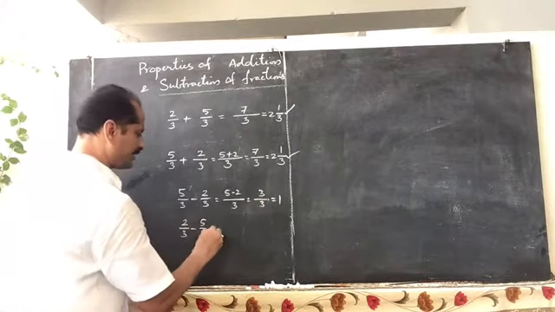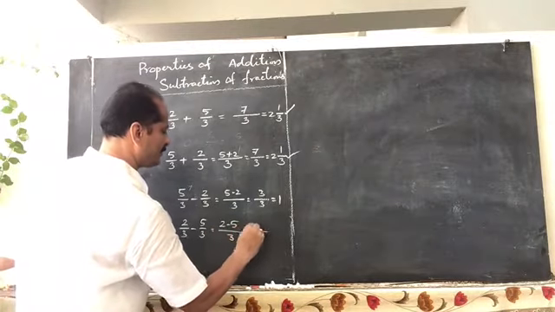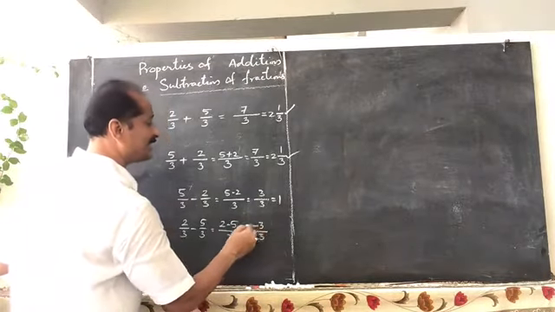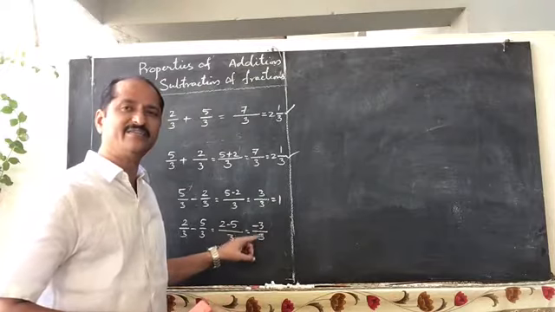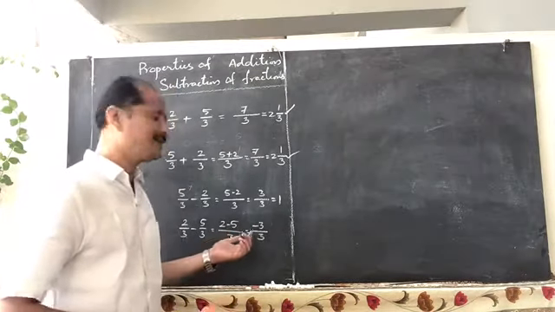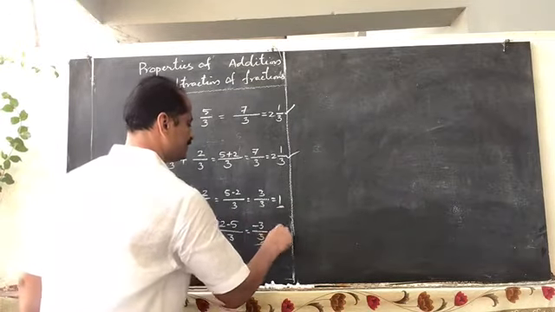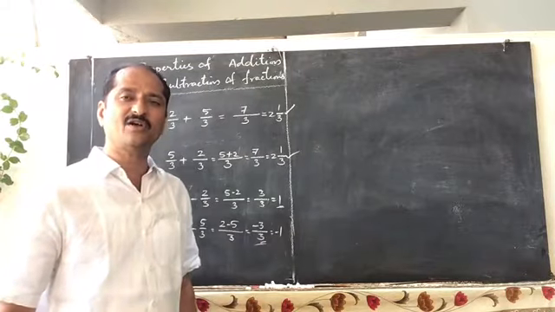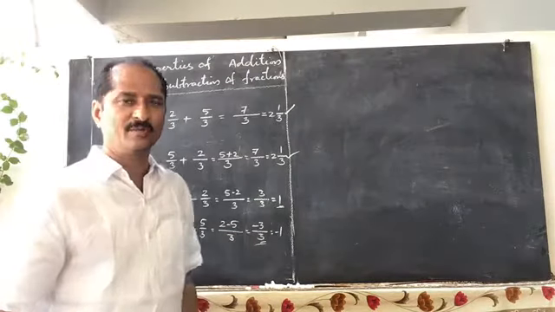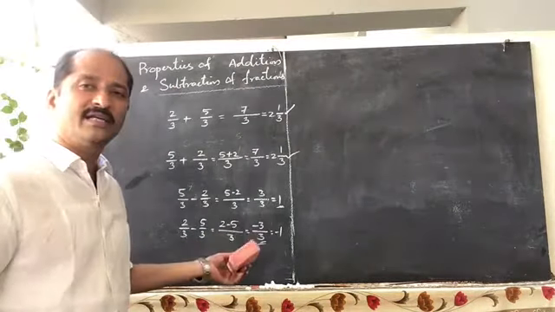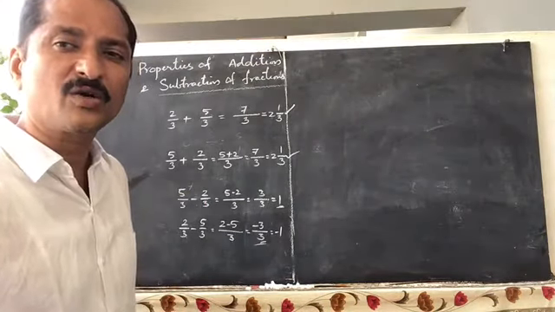But coming to this one, 3 is a common denominator, subtracting numerators 2 minus 5, that is equal to minus 3 by 3. Actually this type of negative numbers, integers, you will get in higher classes, 6 and 7. But the answer here is 1, and the answer here is minus 1. There is a lot of difference between 1 and minus 1. So both answers are not the same. So in subtraction, the commutative property will not hold good.